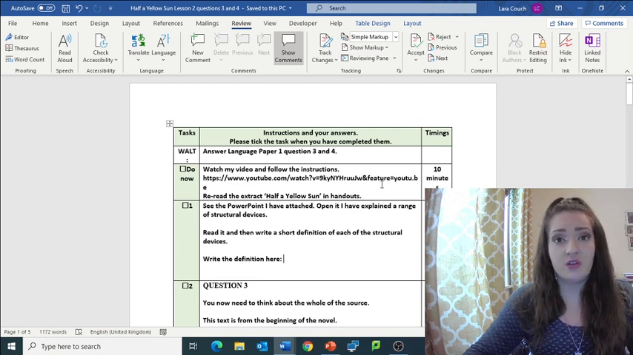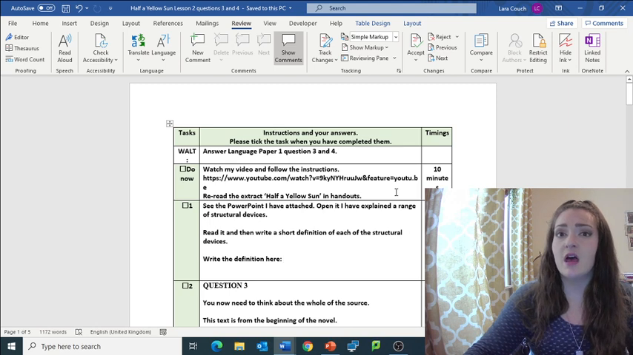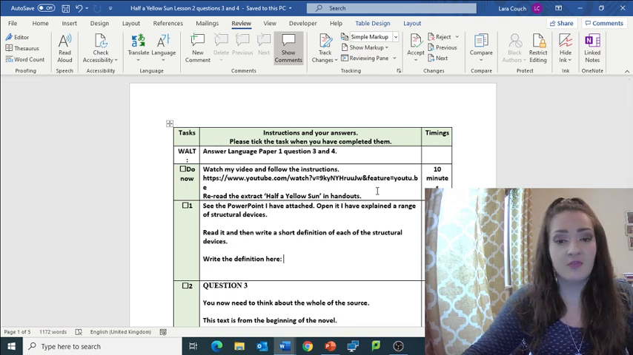What I'd like you to do for the do now is watch the video that you're hopefully watching now and reread the extract for Half a Yellow Sun. Like last lesson, I'm asking you to pause the video before we move on to the next section. So please pause the video now to complete your do now. Right, hopefully you've paused and reread the extract.